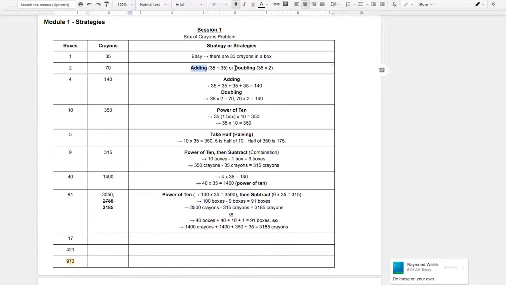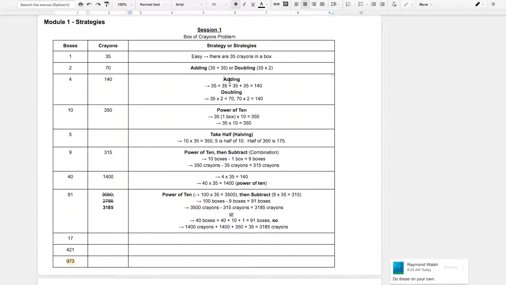Or we could multiply and do doubling. Doubling is just any number times 2. So we could take the number of crayons that are in one box and double that, because we have two boxes, and we get 70. So you have two different strategies there, adding and doubling. Now what if I have 4 boxes? How many crayons do we have?